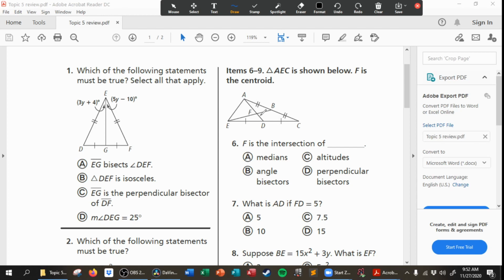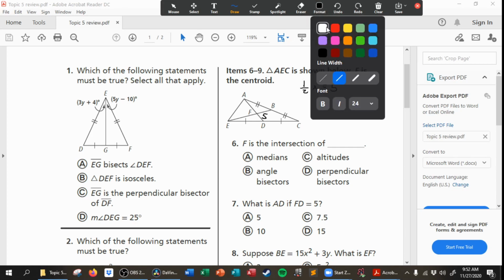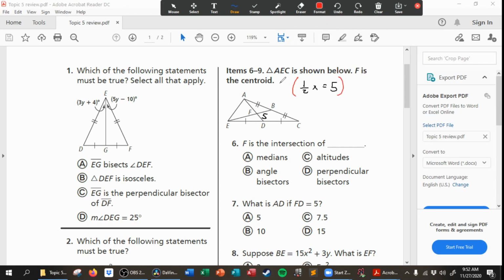All right. Number 7 says, what is AD if FD is 5? So let's do FD here. Now remember the trick I showed you. The short side is half of the long side. So 1/2 times what number equals 5? That means I would multiply both sides by 2 to find x, right? Because I've got to do the opposite. 2 times 1/2 is 1, so I am left with x equals 10.